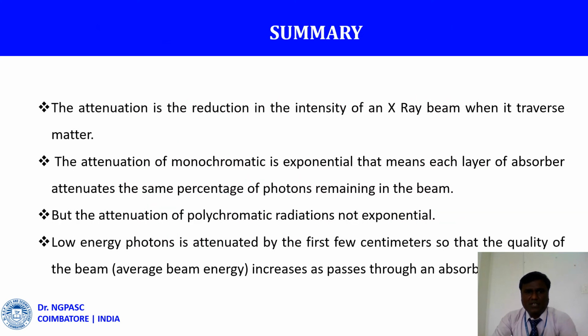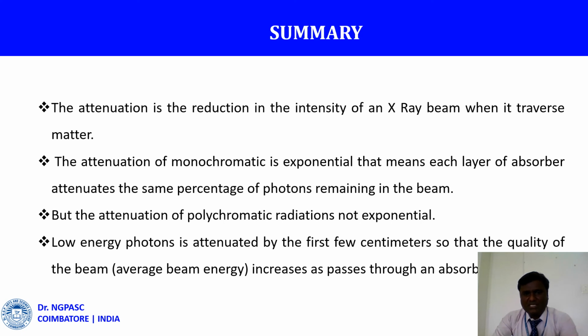Summary. Attenuation is the reduction of intensity of an X-ray beam when it travels through matter. The attenuation of monochromatic radiation is exponential. That means each layer of the absorber attenuates the same percentage of photons remaining in the beam. But the attenuation of polychromatic radiation is not exponential.